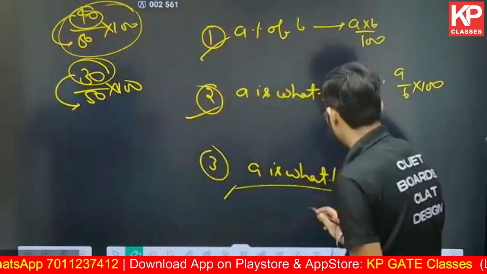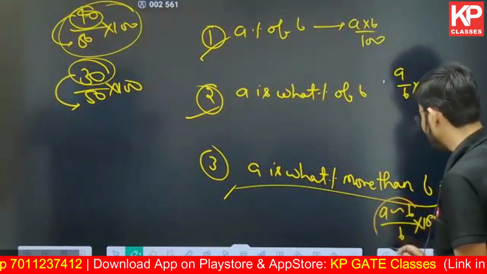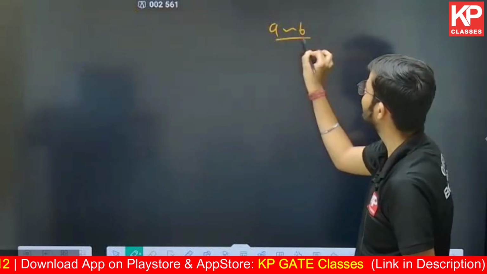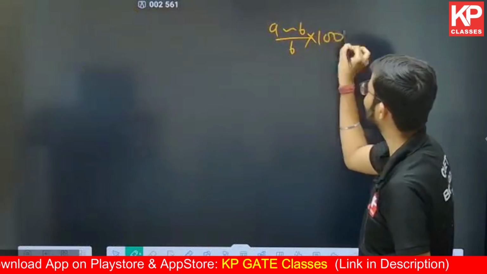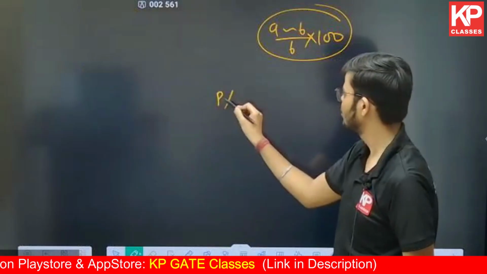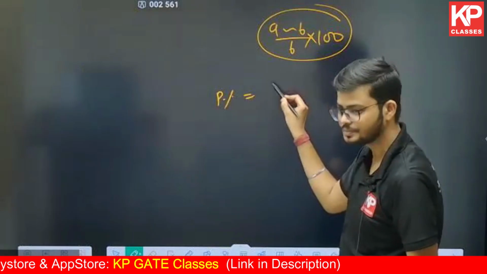Now if I am saying A is what percentage of more or less than B, the answer is A minus B divided by B into 100. Now how many formulas can be made on this? Now if I am saying what is the profit percentage? Profit percentage will be what?